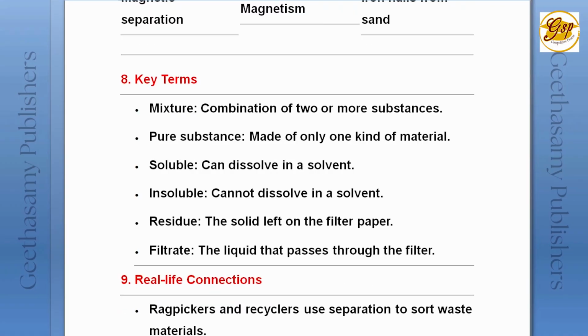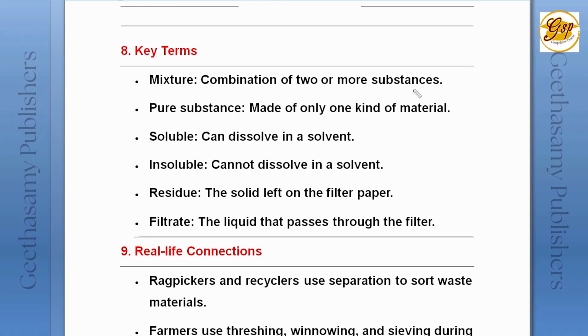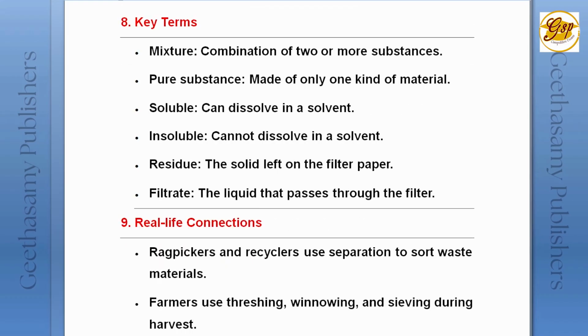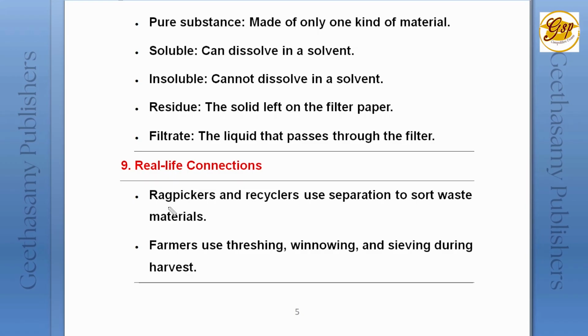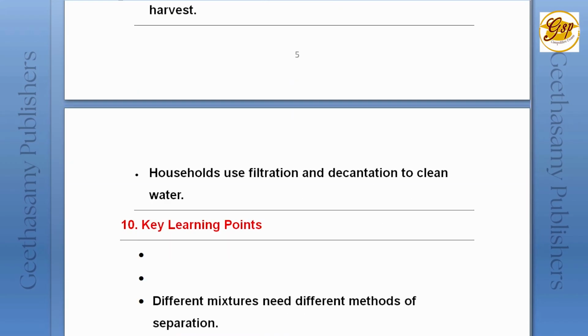And key terms: mixture, a combination of two or more substances; pure substance, made of only one kind of material; soluble, can dissolve in a solvent; insoluble, cannot dissolve in a solvent; residue, the solid left on the filter paper; and filtrate, the liquid that passes through the filter. And real life connections: rag pickers and recyclers use separation to sort waste material; farmers use threshing, winnowing and sieving during the harvest. And then of course, households use filtration, decantation, and so on.